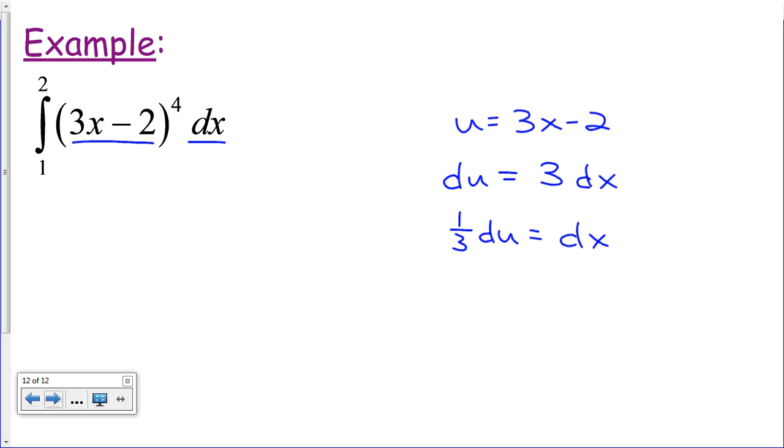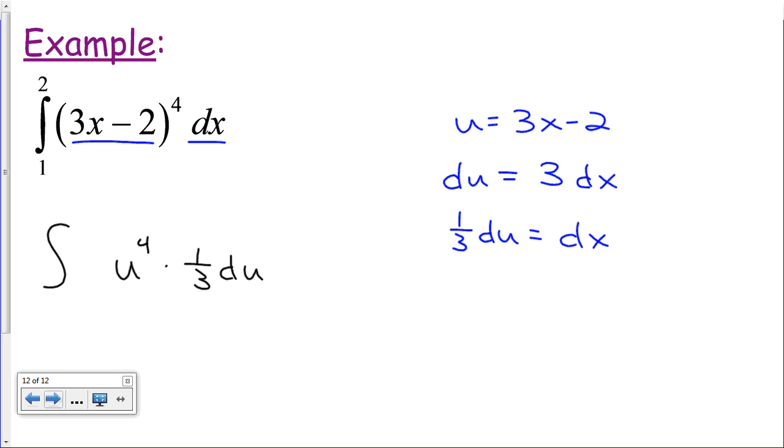So let's make our substitution here then. I'll wait on the upper and lower bound for just a second. Let's first rewrite this as, instead of (3x minus 2) to the fourth, it's going to be u to the fourth times, instead of dx, 1/3 du.